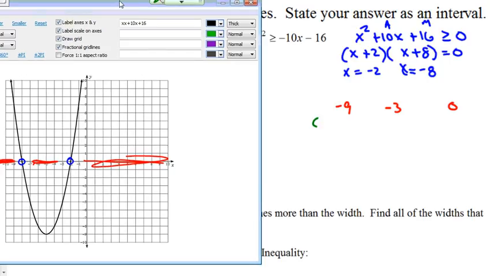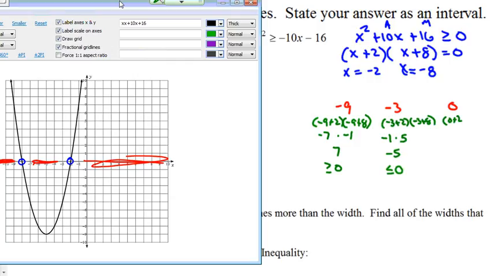So negative 9 plus 2, negative 9 plus 8. It gives me negative 7 times negative 1, or 7. That's bigger than or equal to 0, so that's good. Negative 3 in there: negative 3 plus 2, negative 3 plus 8. Negative 1 times 5, that's negative 5. That's less than or equal to 0, so that's not cool. And then 0 in there, 0 plus 2, 0 plus 8. 2 times 8 is 16. That's bigger than or equal to 0.